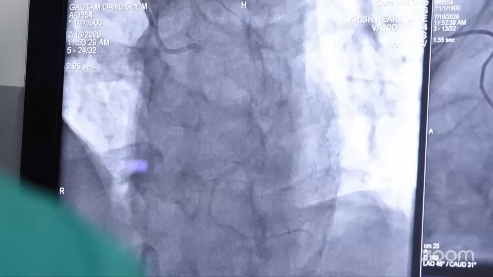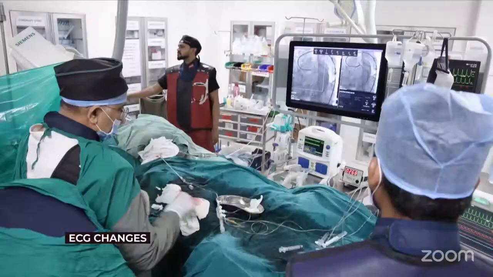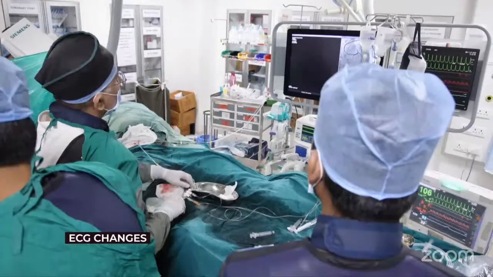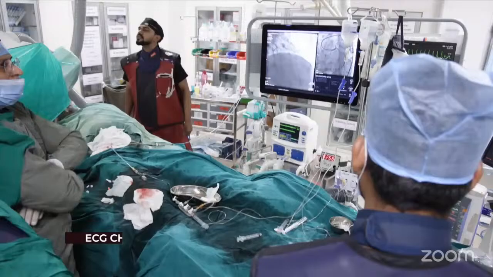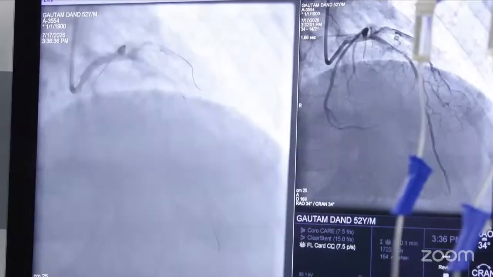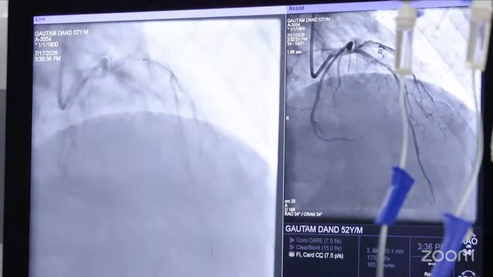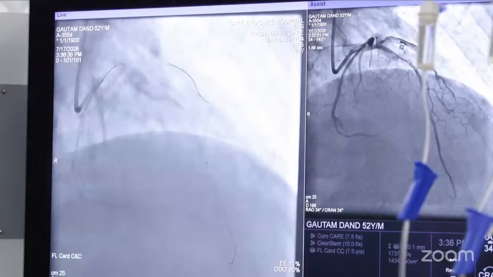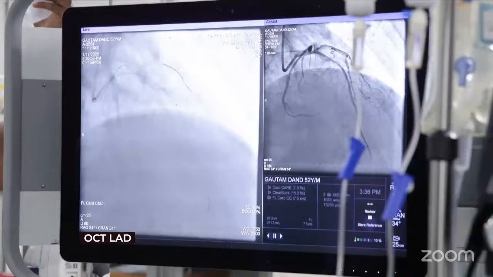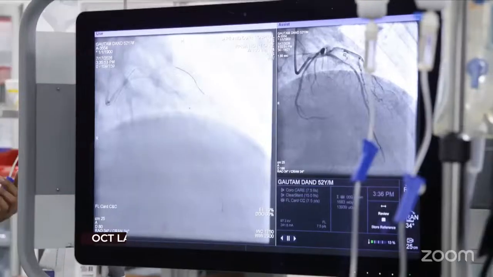And now in the post picture, you can see the ECG changes. If you can just visualize the ECG changes: broad QRS complexes are visualized. At that time, hypotension was also there. So once we stabilized the patient with inotropic support, we planned to do OCT of that particular lesion, to identify the amount of plaque burden, the fibrocalcific nature of the lesion, and the amount of lipidic low attenuated plaque inside the proximal part of the LAD.